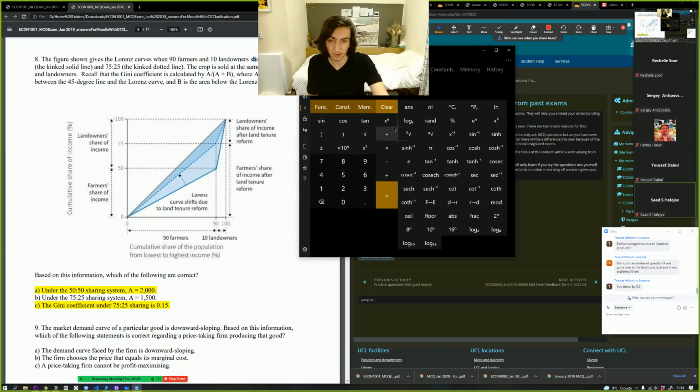Under the 75-25 sharing system now, let's do the calculations for that. I just need to check how much time I have. I've got 5 minutes, 22 seconds. Hopefully this will have to be the last one I do. So we have 90 times 75 times a half, because that's the area underneath. That's 3375. Then we've got this skinny triangle up here.